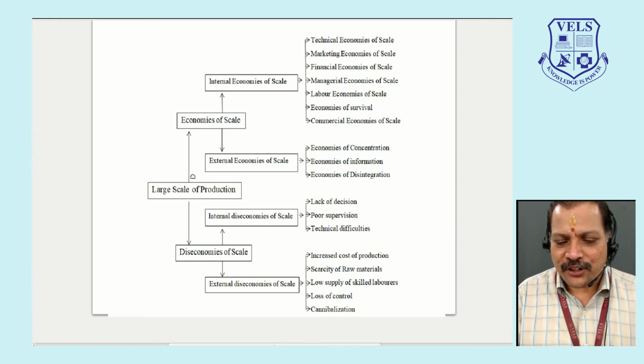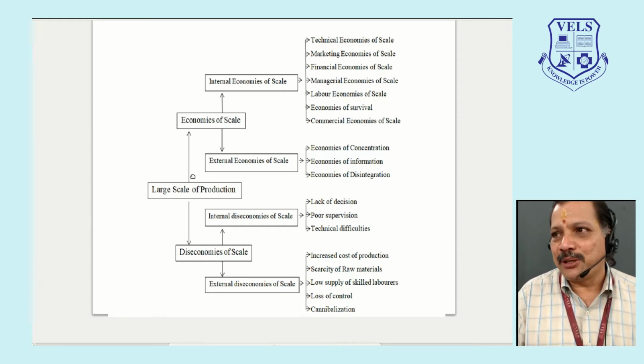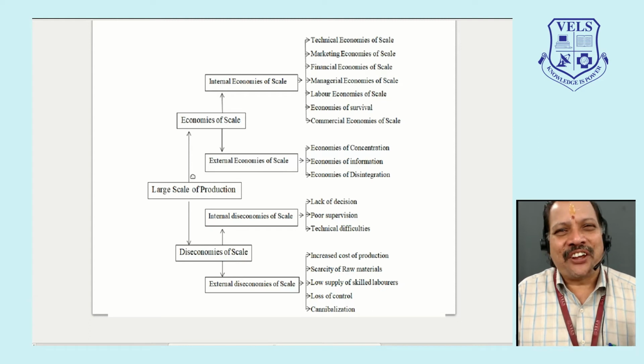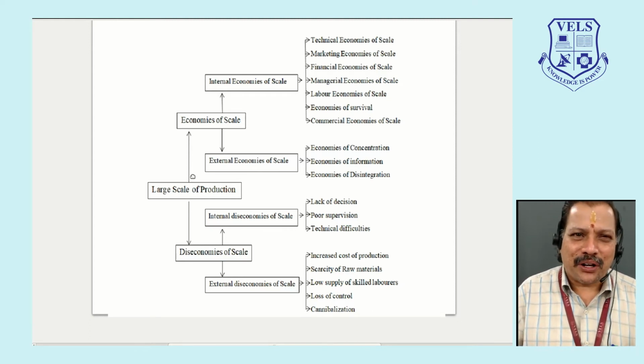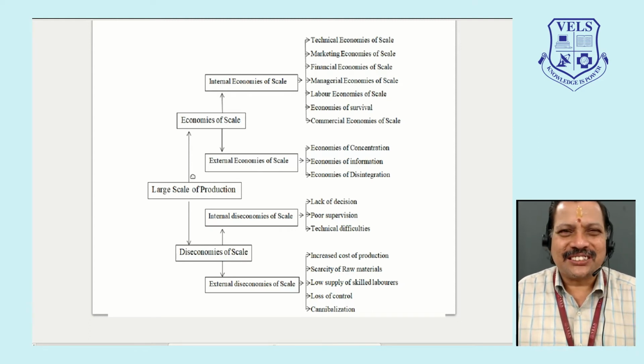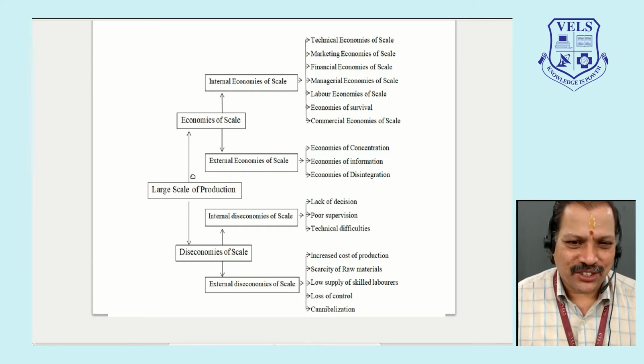So loss of control and cannibalization. Cannibalization means there will be unfair trade practices. People will try to cheat others. So these things may happen because of the large scale.